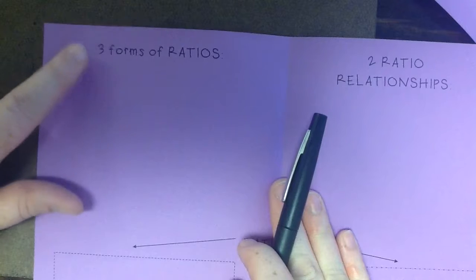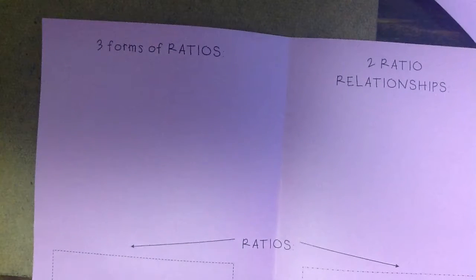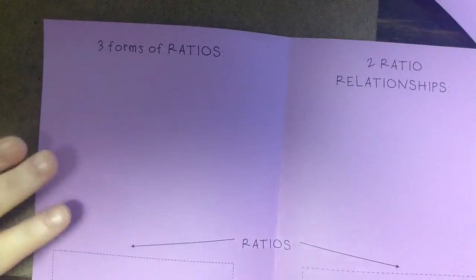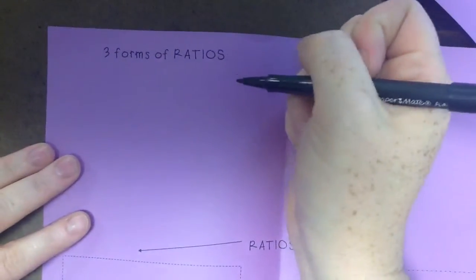So we need to start right here with the three forms of ratios, okay? So all of this is just review. You should have had it in 6th grade. It's just kind of a 5-10 minute refresher on the forms of ratios and what kind of things they are. So first things first, the three forms of ratios, okay?